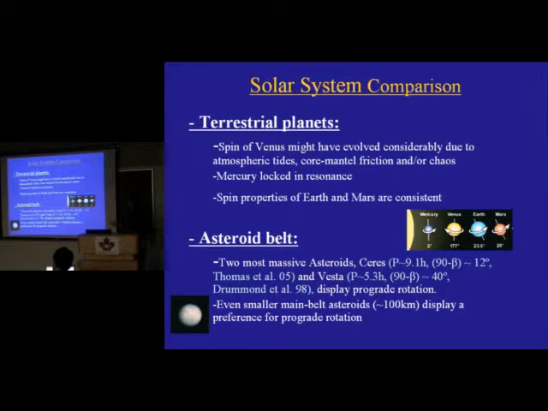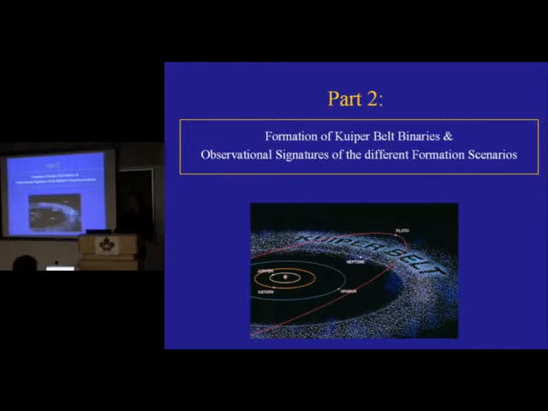And if you look at the two largest objects in the asteroid belt, Ceres and Vesta, you will find that they both have prograde rotation. And even if you look at slightly smaller main belt asteroids around 100 kilometers in size, they also still, as an ensemble, show a preference for prograde rotation, which has not really been explained in any other way. So that's all the comparison I think we can make with our own solar system. I think I'll move on to the binaries from here, if there are no more questions.